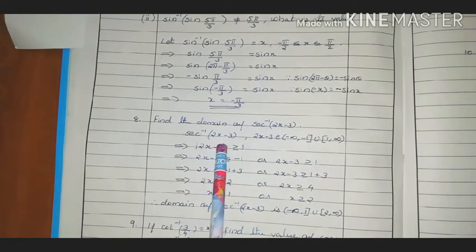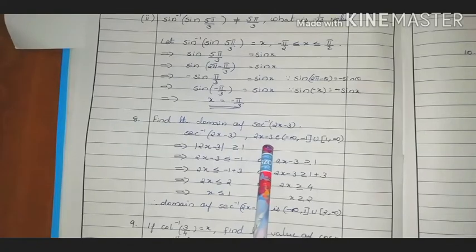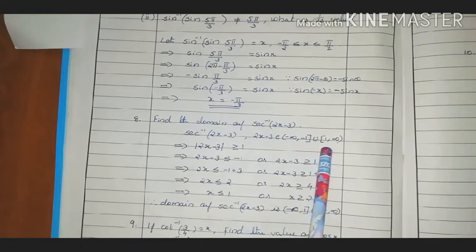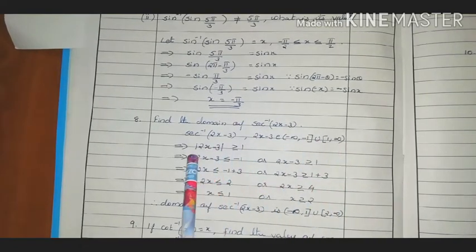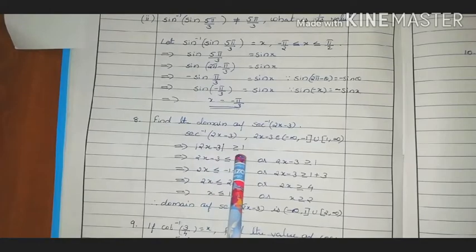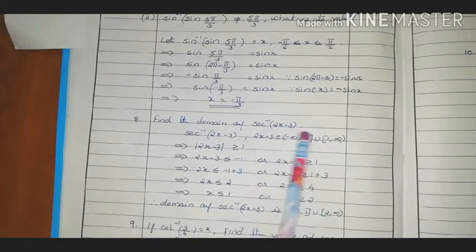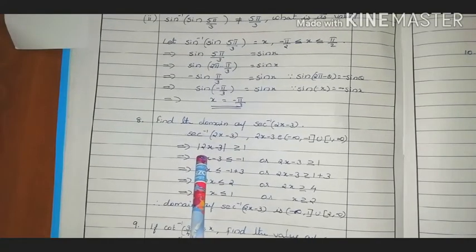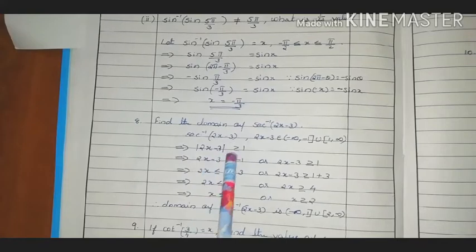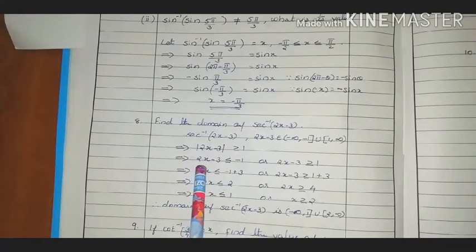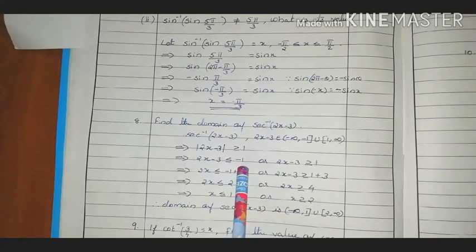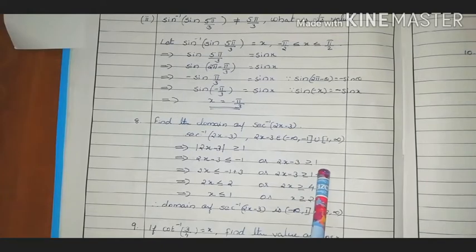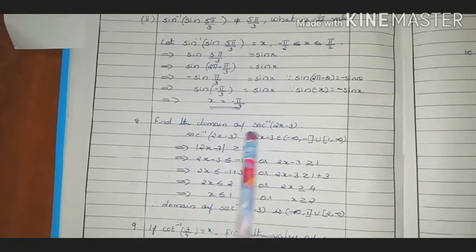Here, sec inverse 2x minus 3. So we can write 2x minus 3 belongs to minus infinity to closed minus 1 union closed 1 to infinity. Another way we can write it: modulus of 2x minus 3 greater than or equal to 1. Another way is 2x minus 3 less than or equal to minus 1 or 2x minus 3 greater than or equal to 1. These three show the same thing.